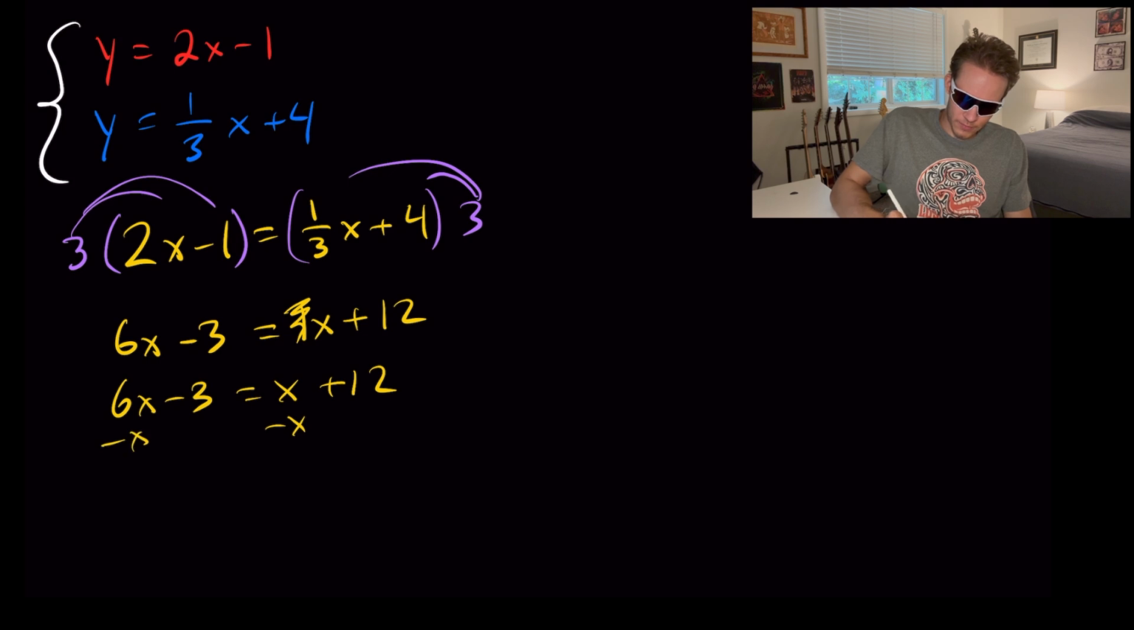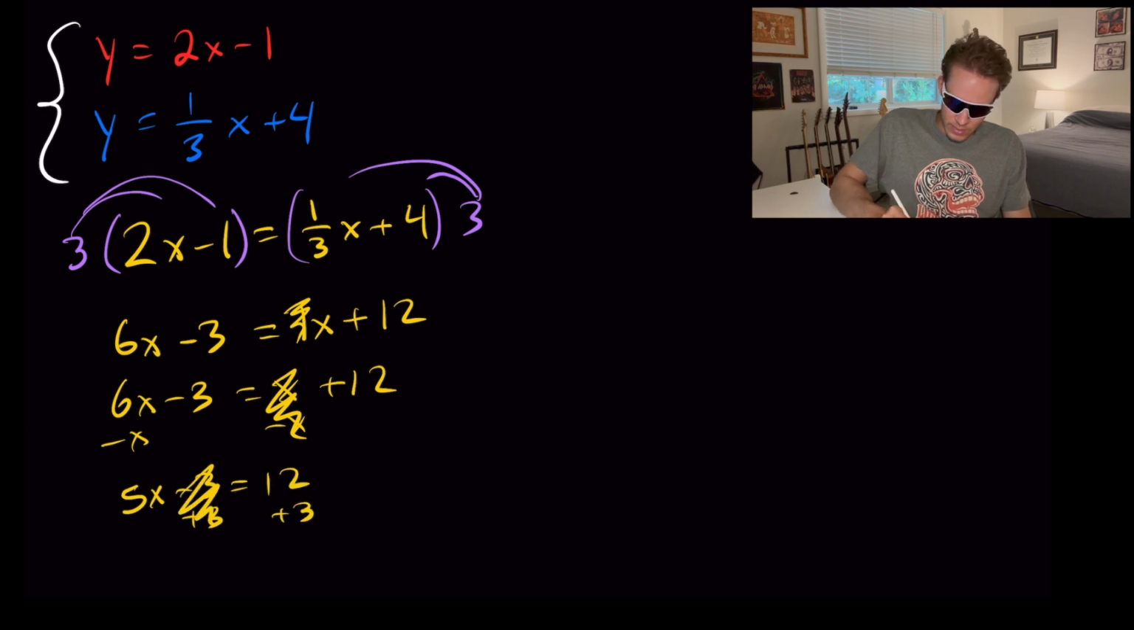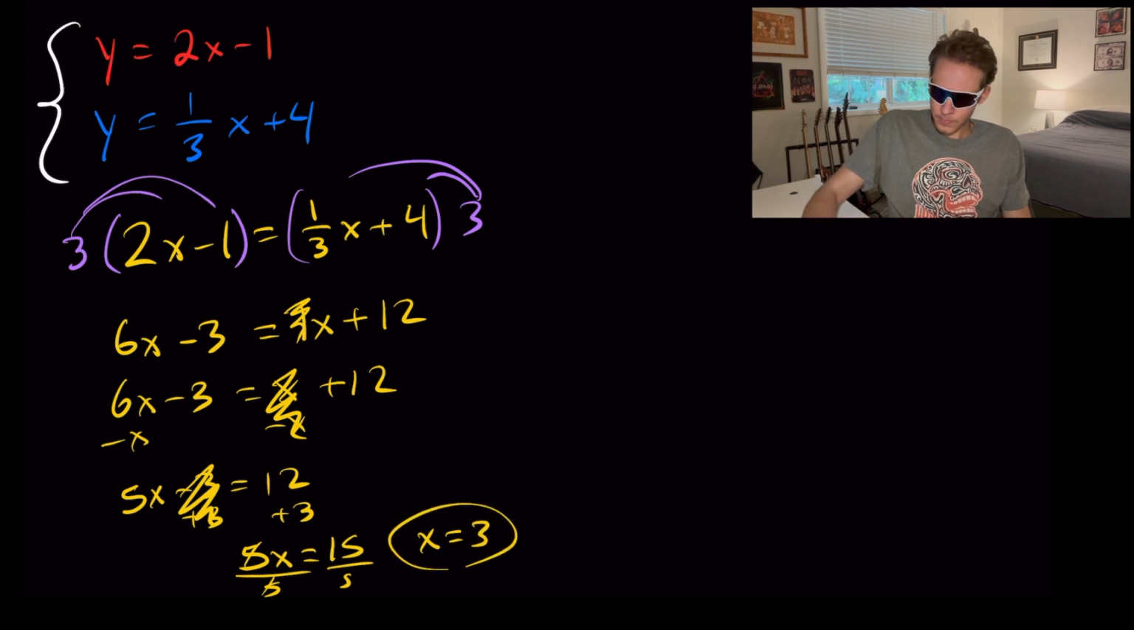I'll subtract x from both sides. That's going to cancel. We'll have 5x minus 3 is equal to 12. Add 3 to both sides. Those will cancel. We'll have 5x is equal to 15. And then if we divide both sides by 5, those 5's on the left cancel, and we'll get x is equal to 3.